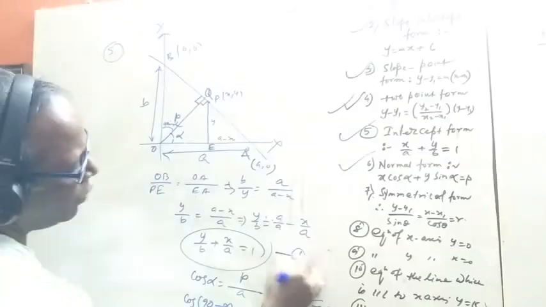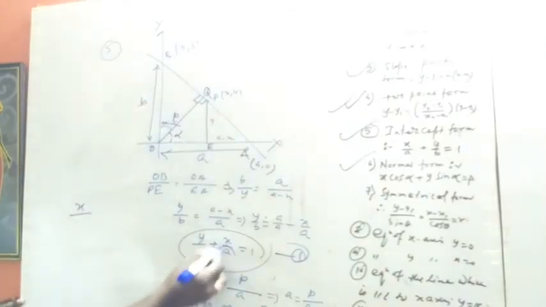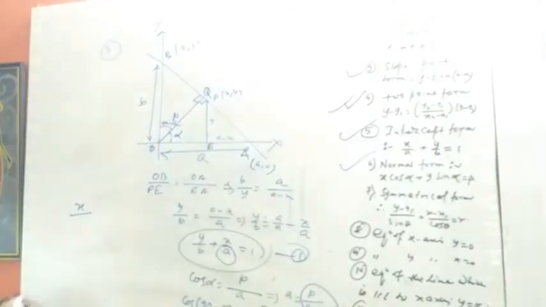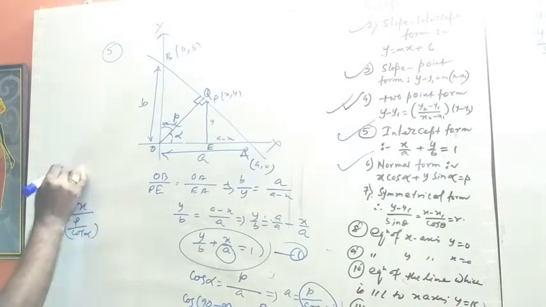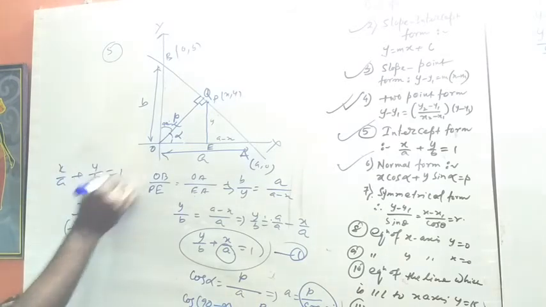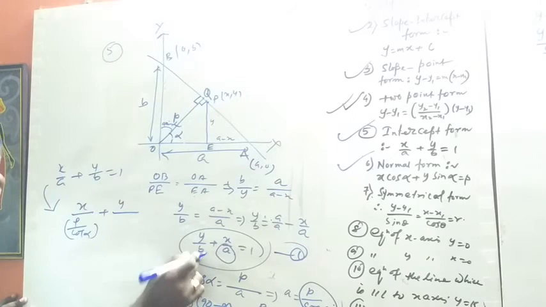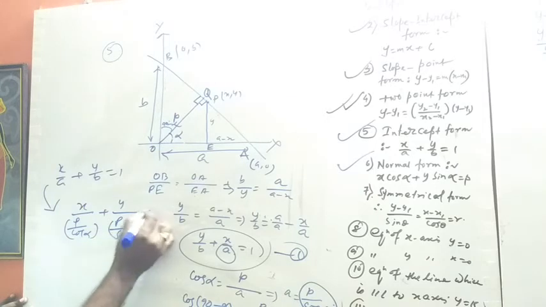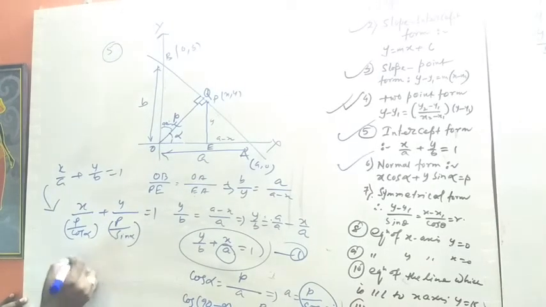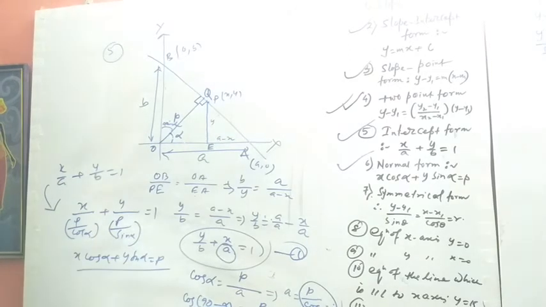From this drawing, 1, 2 and 3, we get x by a plus y by b equals 1. Replacing a with p by cos alpha and b with p by sin alpha, we get x by (p by cos alpha) plus y by (p by sin alpha) equals 1. So we can write x cos alpha plus y sin alpha equals p. I think all of you have understood better.